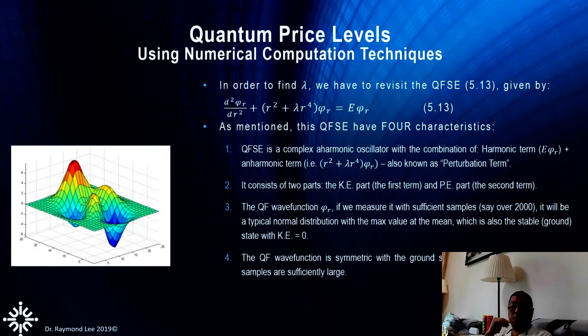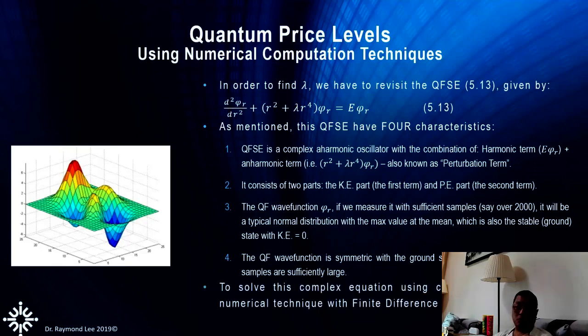The quantum finance wave function defined R, if we measure it with sufficient samples, say for example 2,000 training days, will be a very beautiful normal distribution with the maximum very close to the mean, as I mentioned. You can observe, if you plot the histogram, that it is also a stable ground state with K equal to 0, of course. So the quantum finance wave function is symmetric in the ground state when the sample is sufficiently large. So we make use of this.